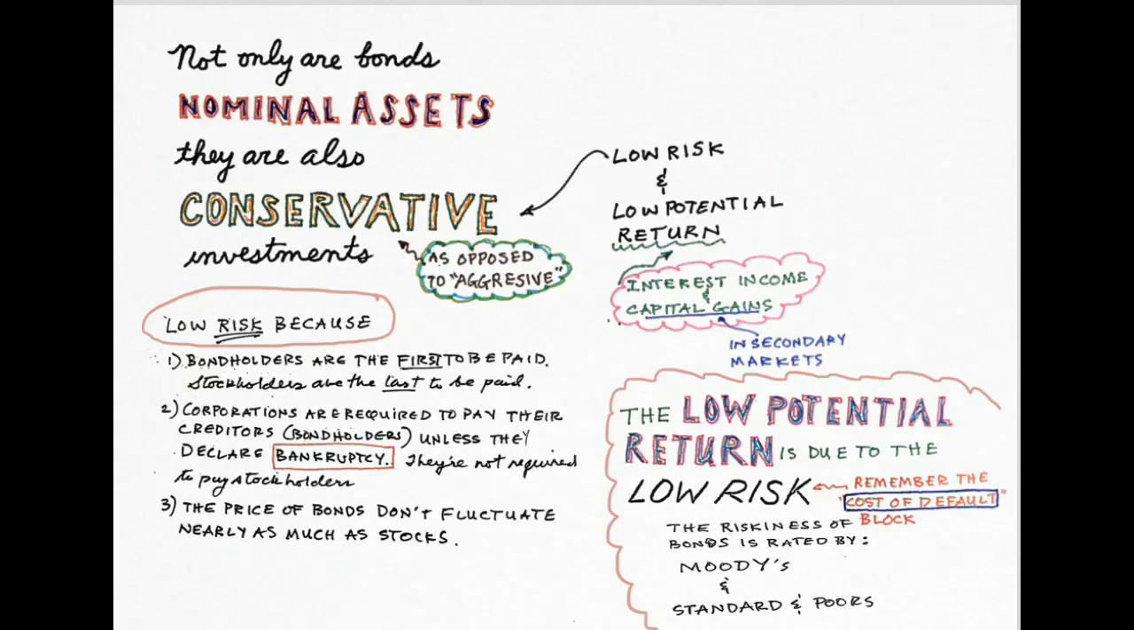Bonds are low risk because bondholders are the first to be paid. Also, bondholders are creditors of the corporation that issued the bond, and the corporations therefore are required to pay their creditors unless, of course, they declare bankruptcy. There is no law that requires corporations to pay dividends to stockholders. Finally, bond prices don't fluctuate as much as stock prices do, so there's less chance of losing money. In fact, if the price of the bond goes down, you can just hold it to term. That way you get all your money back and you won't have to sell it at a loss.